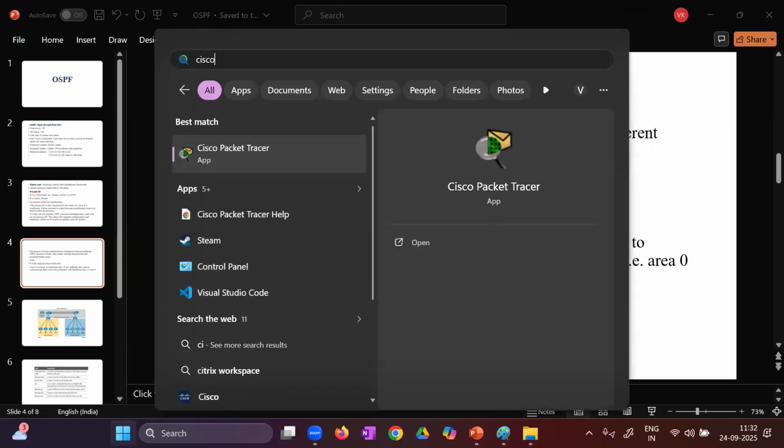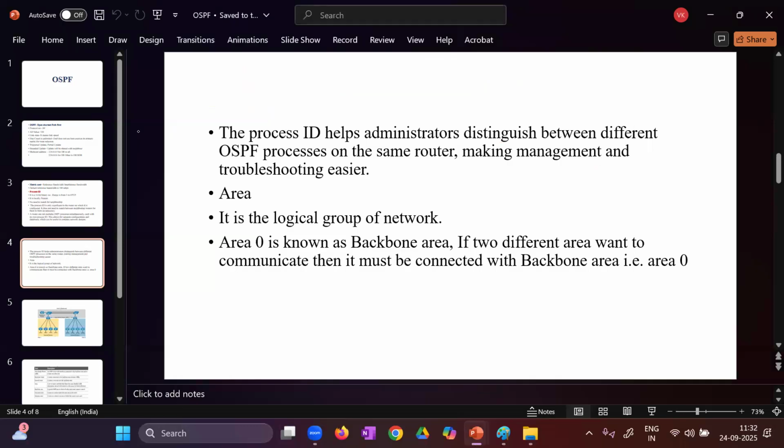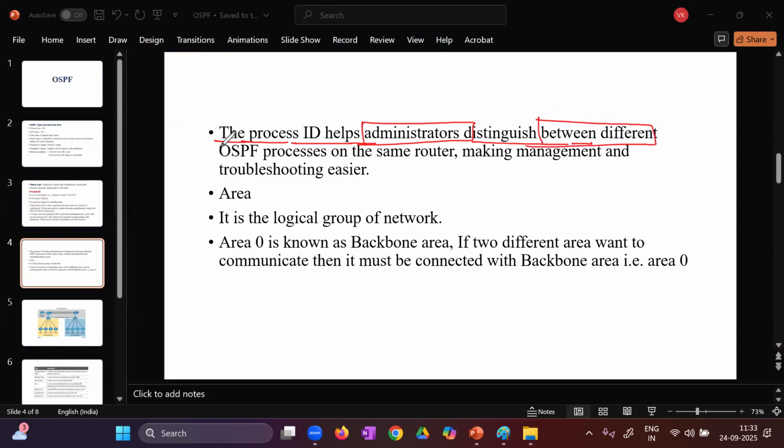Vishal, can you please explain once again about process ID? Why do we need it exactly? Okay. See, it is written here that the process ID helps administrators to distinguish between different OSPF processes on the same router, making management and troubleshooting much easier.